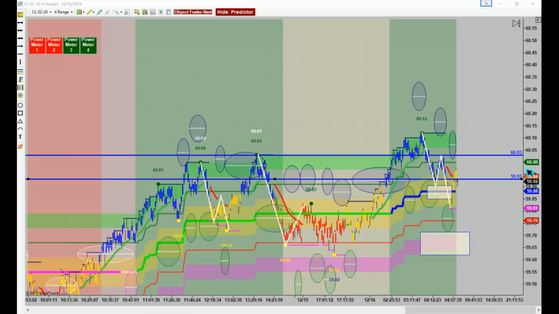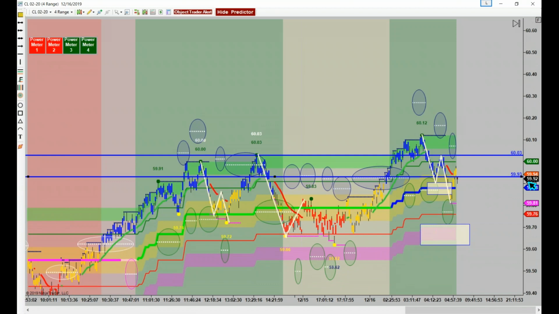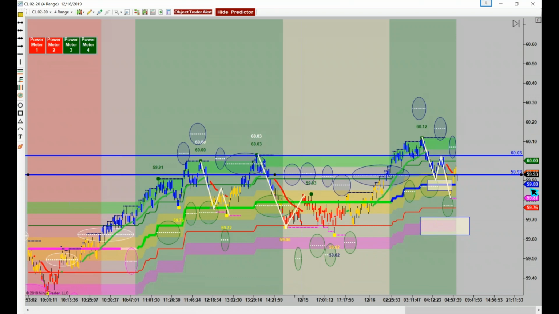Well, Kevin, on your question, NT8, we don't have Object Trader on NT8. So when I trail with like NT8 or with Object Trader, to give an example, I've got those trails just literally built in.